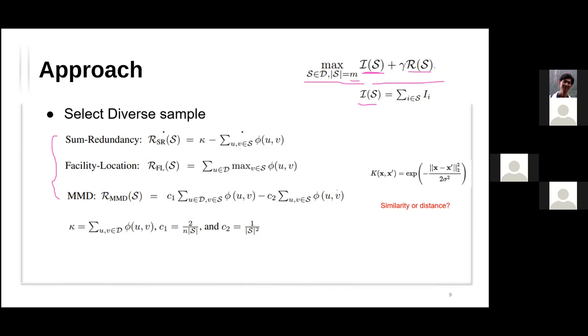If the distance is equal to zero, then the kernel value will be one. And if the distance is large, then the value would be close to zero. So here we measure the similarity between any points inside the subset S. That means we hope the similarity between any two points in S to be as low as possible. So the high level idea is we try to select M different points. Is that clear? So we want the similarity between points inside S to be as low as possible.